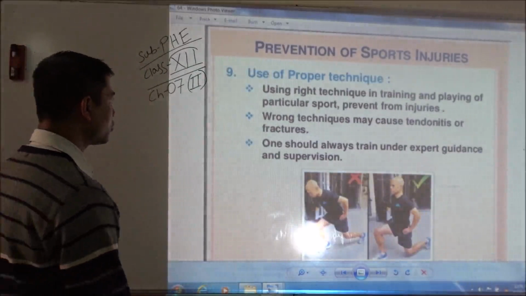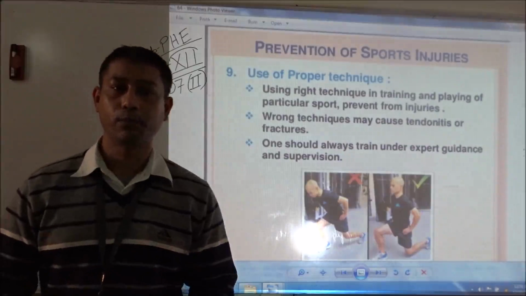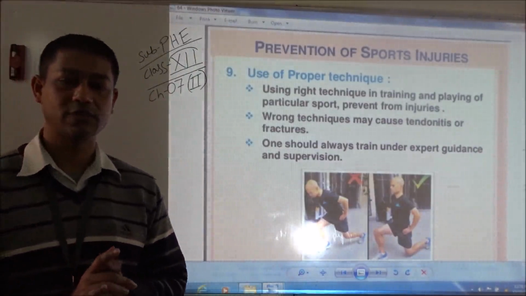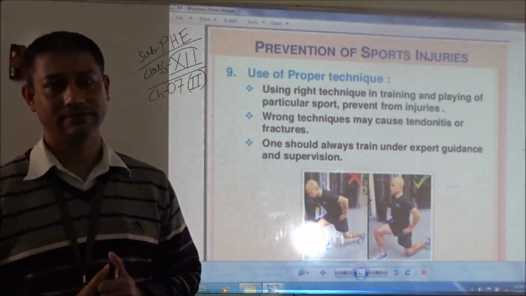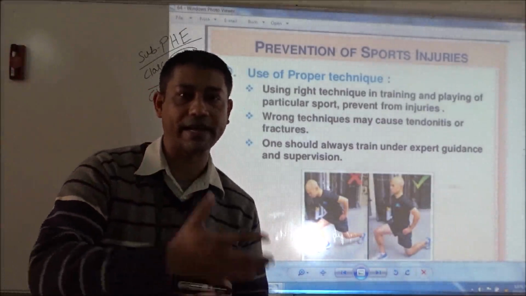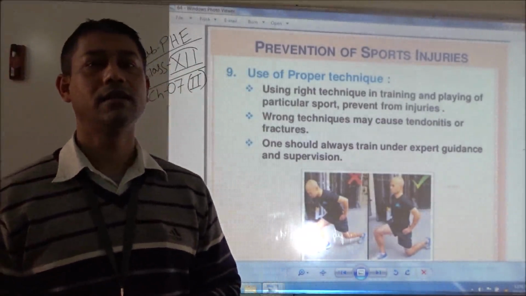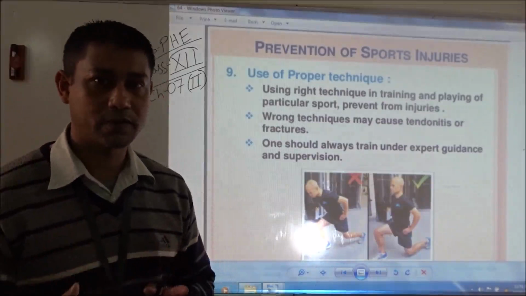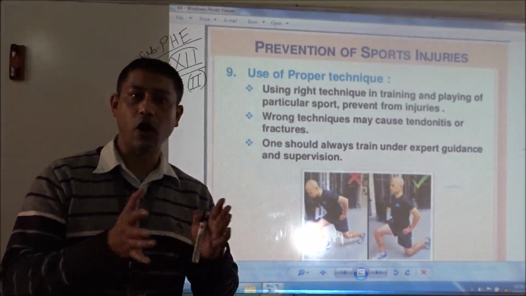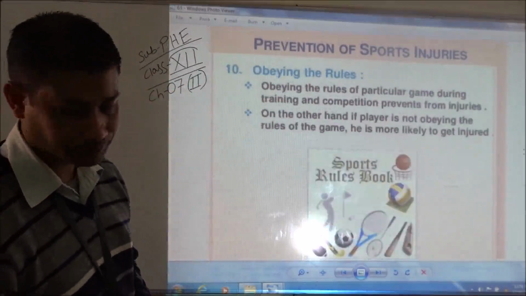Next is use of proper technique. Use of proper technique is very, very important, students. That is known as scientific training. Scientific training consists of the use of proper techniques. Unknowingly, sometimes, if any sports person or athlete uses a wrong technique, it may also lead to injuries.